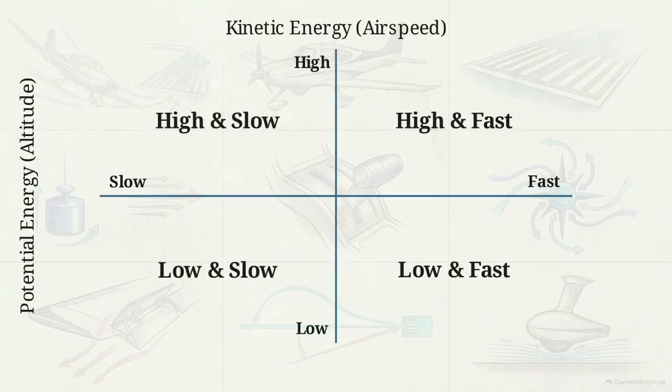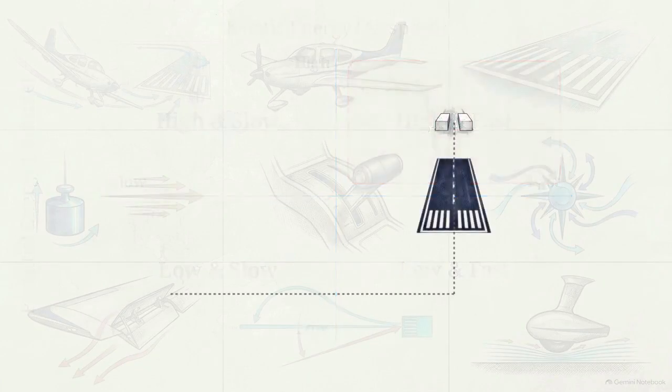If you reach this point and find yourself in a high and fast state with excess energy, you need to bleed off altitude. You do this by turning away from the runway centerline or by deliberately overshooting the final turn to lengthen your flight path.